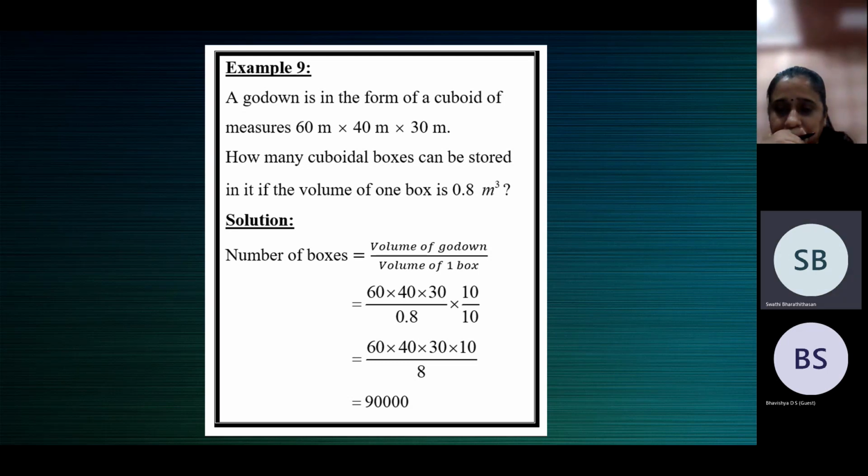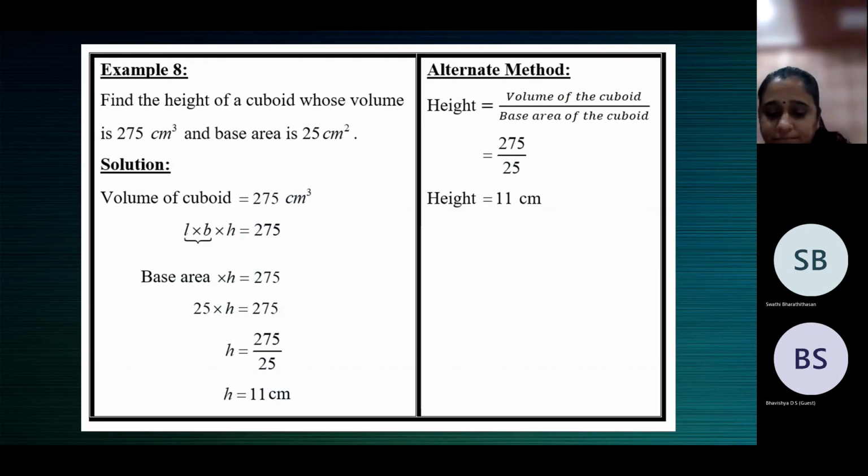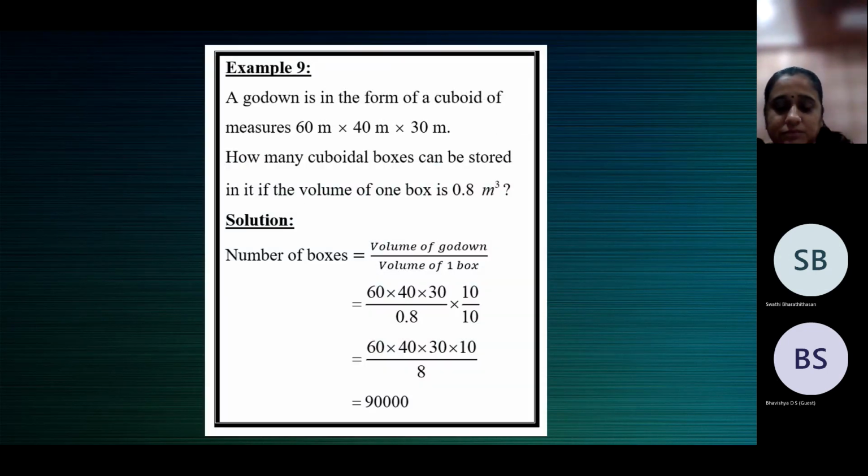Ma'am, can you show me the solution for example 8, ma'am? Yeah. Yes, ma'am. Done, ma'am.